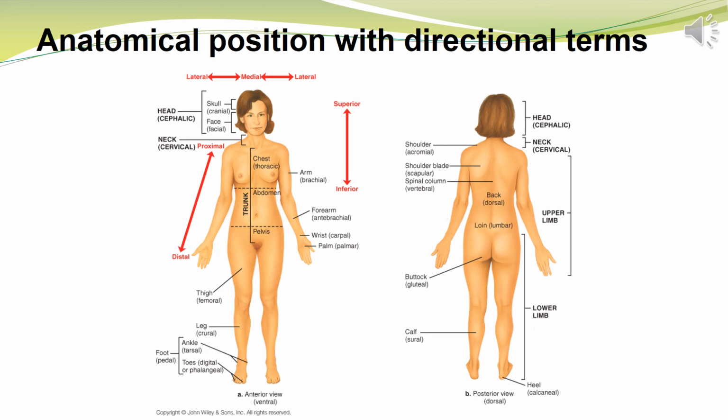And then up at the top of the woman's head, we have the word medial, which is a term used to mean the middle of the body. And then lateral is used to describe the position at either side away from the middle. And then, of course, superior is towards the top and inferior is towards the bottom.